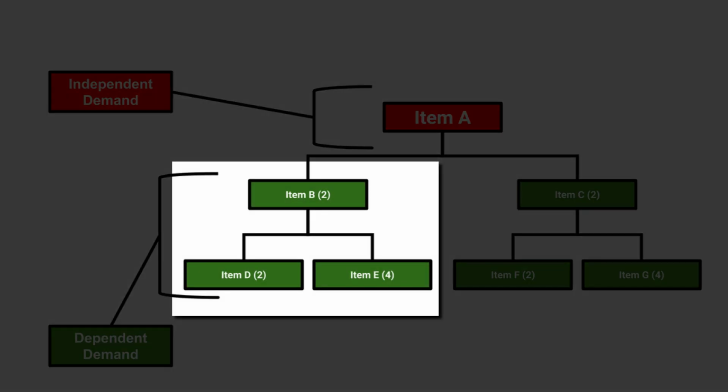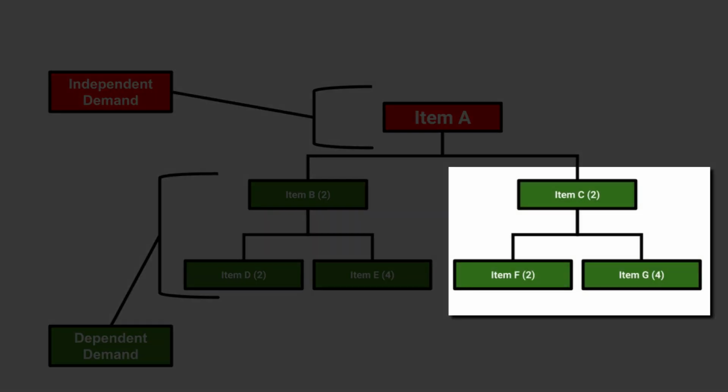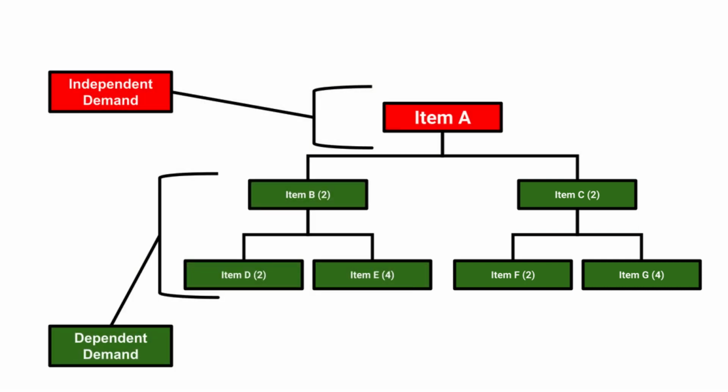You can also see that item B is made with 2 of item D and 4 of item E. In addition to this, C is made with 2 of item F and 4 of item G. These components are dependent demand that is used to make item A.